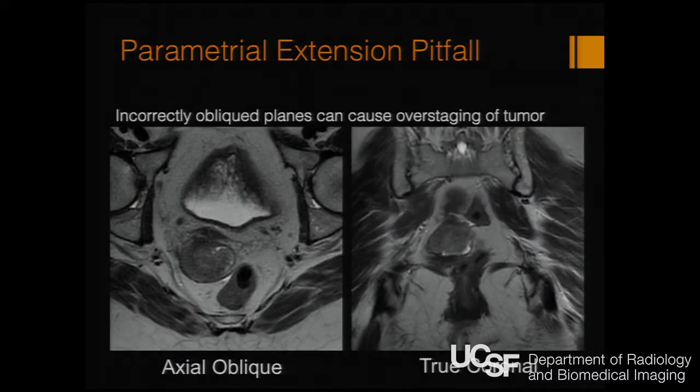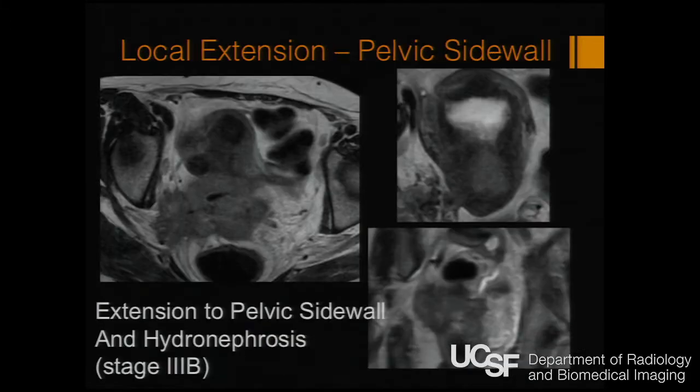The other thing is that you want those axial oblique image planes to be exactly perpendicular to avoid overstaging the patient. This is a true coronal, which it looks like there may be some parametrial extension, but if you look at the axial oblique, which is an image we saw earlier, there's clearly no extension outside of the cervix or outside of the vagina.